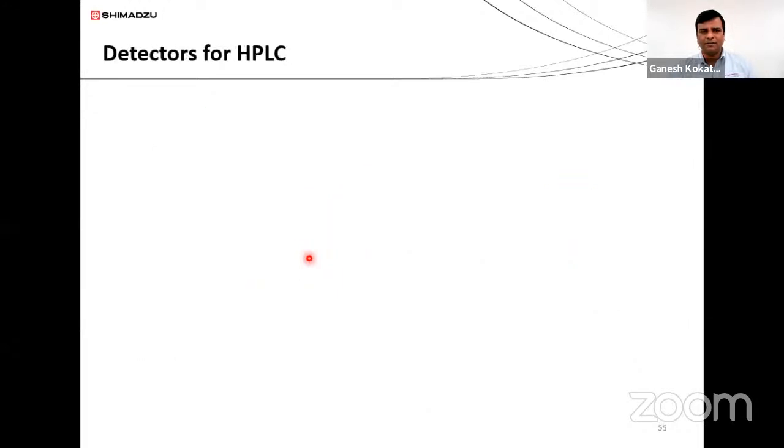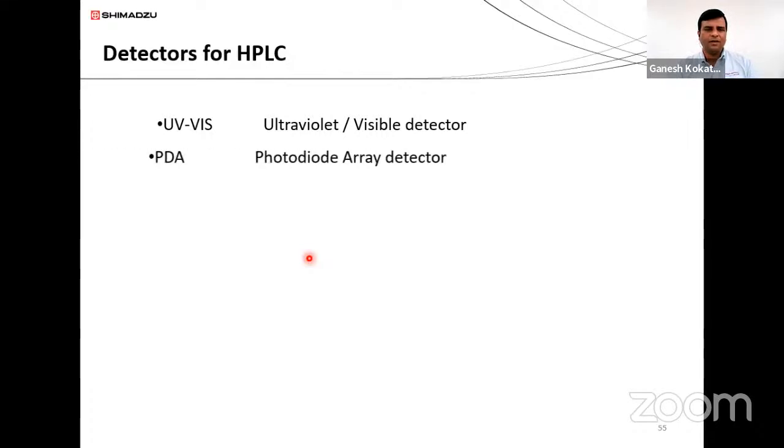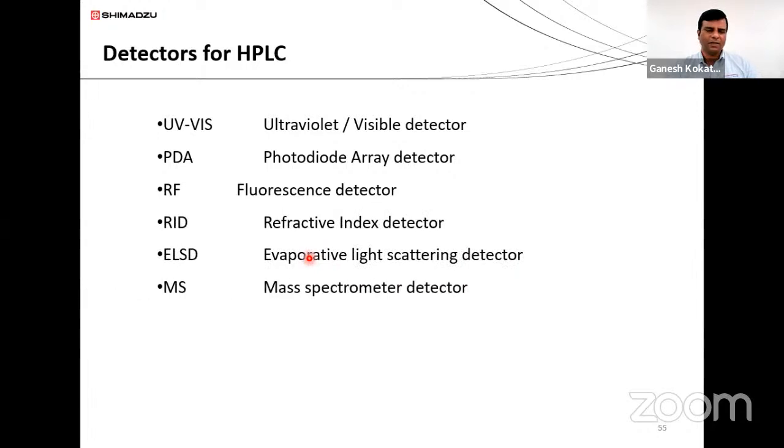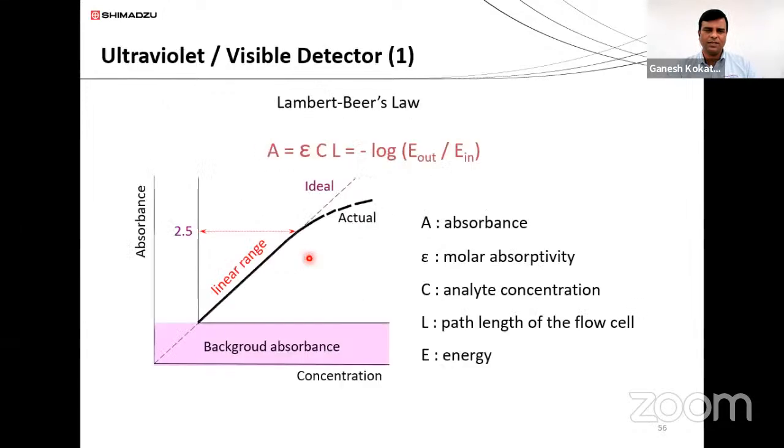Coming to the detector part, if I focus on the detectors of the HPLC, normally we have different detectors like UV visible, and obviously the PDA detector is also there. I will cover each and every detector: RI, RID, ELSD, MS. These are the different types of detectors we prefer to use when we are coupling with the HPLC. That depends on your application, which types of applications you are working with on the HPLC.